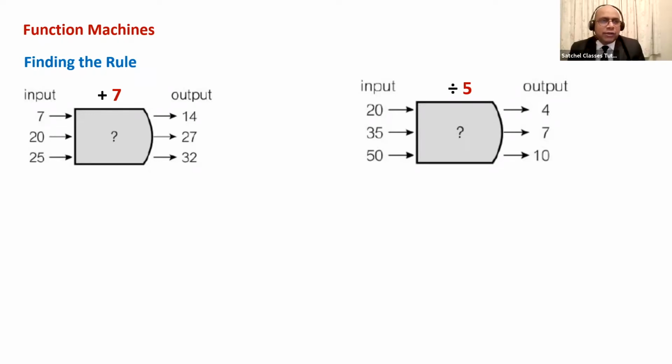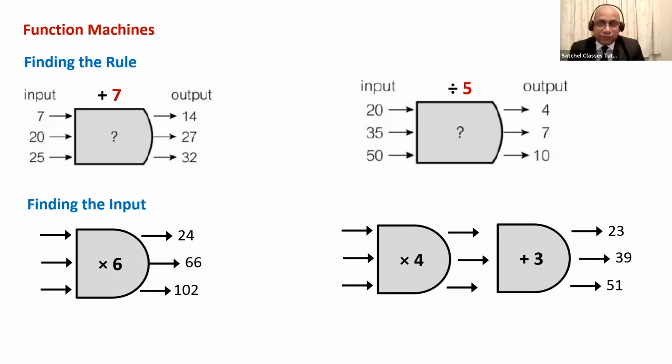At times, you may also have to find the input. It's just the reverse. So you are given the output. You're given the rule. How can you find the input? All you need to do is inverse the operation. So the rule says multiply by 6. To find the input, you need to just inverse, which is divide by 6. So 24 divided by 6 is 4, 66 divided by 6 is 11, and 102 divided by 6 is 17.